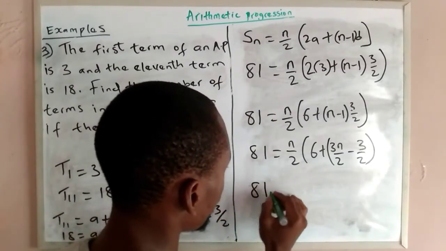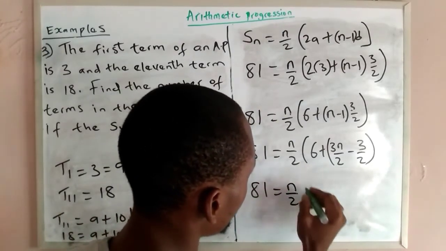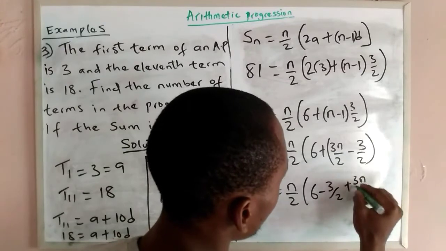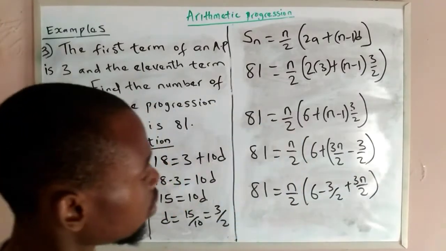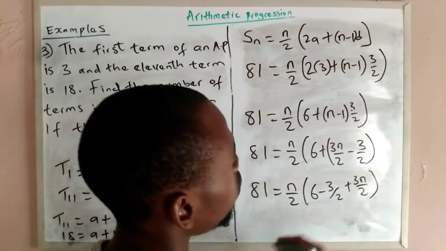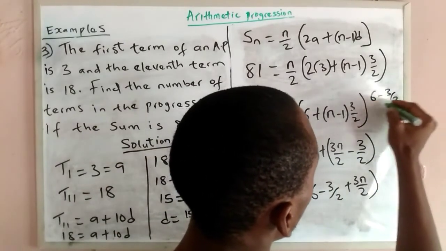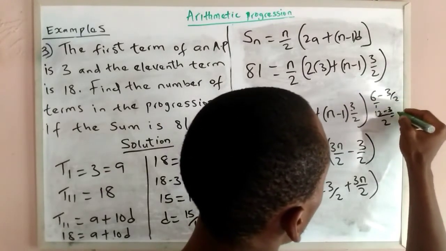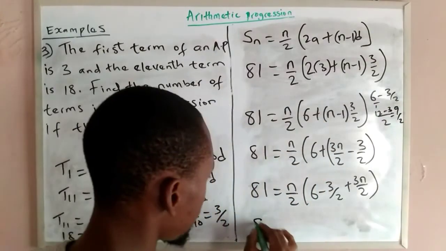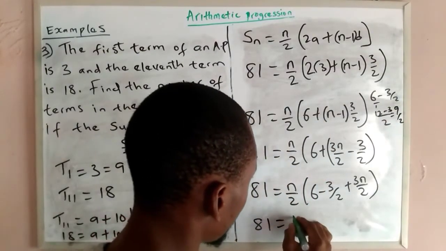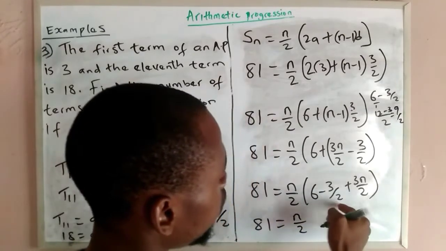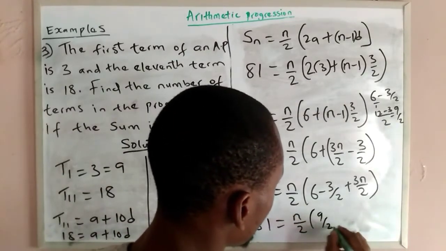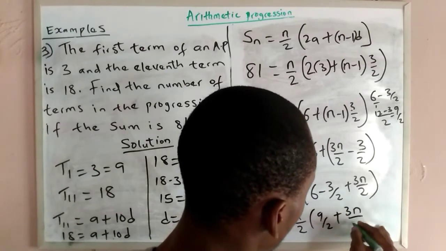So we have this to be 81 is equal to n over 2 into 6 minus 3 over 2 plus 3n over 2. So 6 minus 3 over 2, the LCM here is 2. So we have this to be 12 minus 3, and that will be 9 over 2. So we have 81 is equal to n over 2, and we know that the value of 6 minus 3 over 2 is 9 over 2. So we have it as 9 over 2 plus 3n divided by 2.